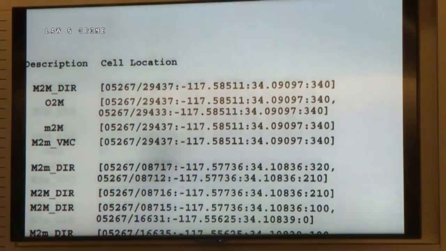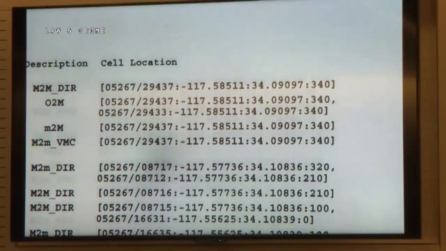Absolutely. So if you look here, we'll just use the first row for ease. You'll start with two numbers separated by a dash. In this case, 05267 and then 29437. The first number here, the 5267, is known as a LAC, or a location area code. You can think of it as a code that identifies a group of cell towers in a geographic area, very similar to an area code for your phone number. If you have a 909 number, you pretty much know you live somewhere in the San Bernardino County area, typically.